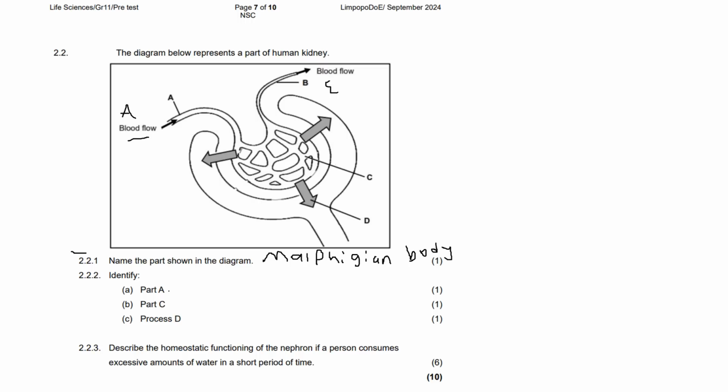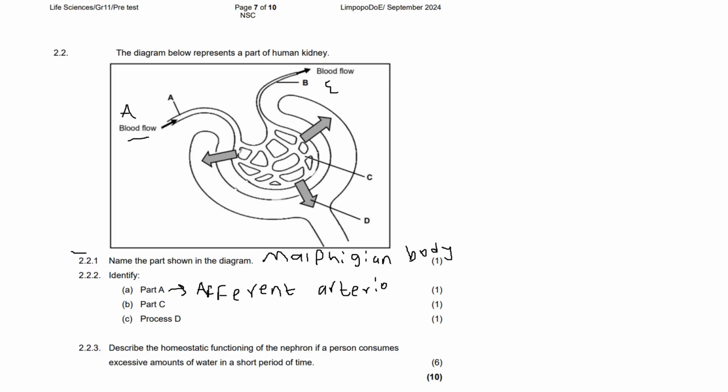So here they're asking for part A. Part A, I know that will be the afferent arteriole. The difference will be the A there. So it's the afferent arteriole, that's our part A there. So that will be that.